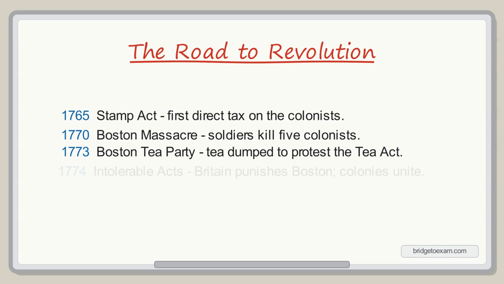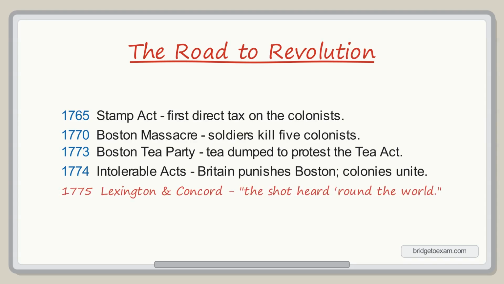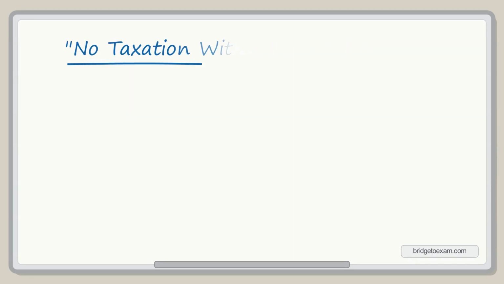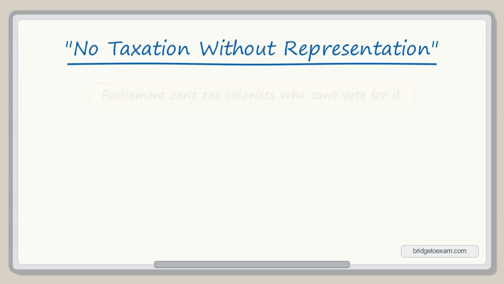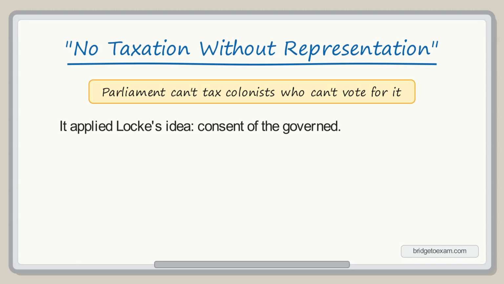Britain punished Boston with the Intolerable Acts, which only united the colonies against it. Then, in 1775, came Lexington and Concord, the first shots of the war, the shot heard around the world. At the heart of it all was a principle: no taxation without representation. Colonists argued Parliament could not tax them because they had no elected representatives in it. This was Locke's consent of the governed, applied directly.